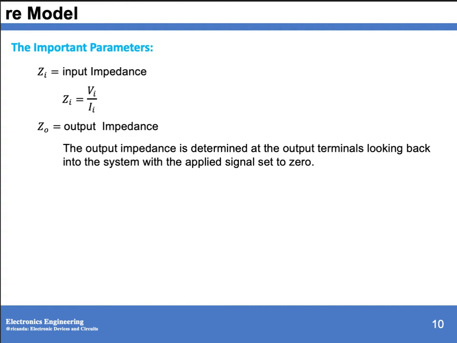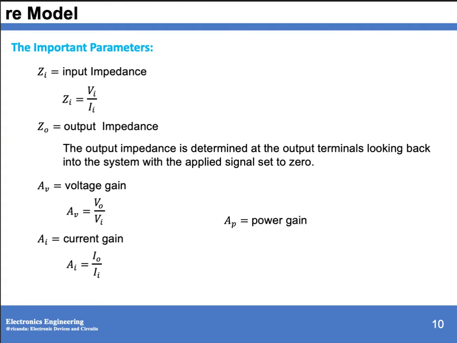set to 0. Voltage gain, that is your output voltage over your input voltage. Current gain, that is your output current over your input current. And the power gain, that is your power output over your power input.